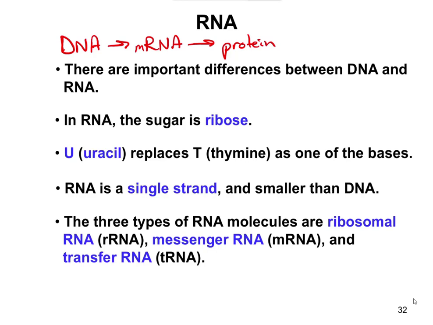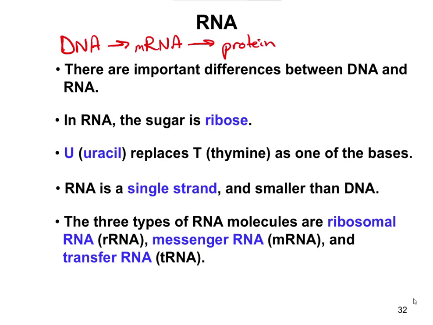RNA is going to be a single-stranded molecule, while DNA is a double-stranded molecule, like we looked at with the double helix. RNA is just a single-stranded molecule of nucleic acids. It's also usually going to be smaller than DNA. Chromosomal DNA, as we mentioned, was in the millions of bases or nucleotides long, whereas RNA is usually maybe in the thousands or so.